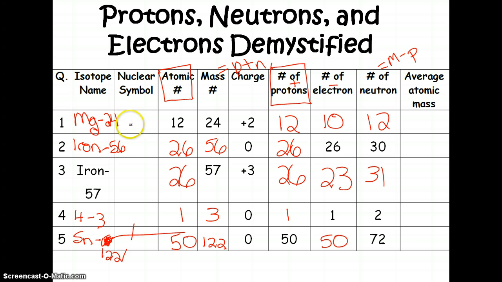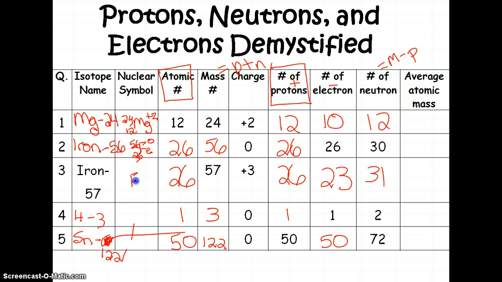All right, and the nuclear symbol is going to be your symbol, and then mass goes on top, so 24 on top, and then atomic number on bottom, so 12, and then charge is in the corner. All right, again, symbol, mass on top, atomic on bottom, and charge. You don't necessarily have to put the 0.